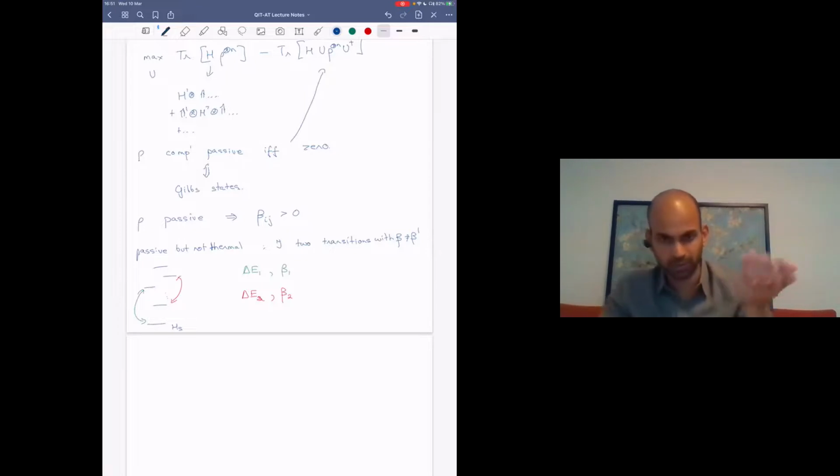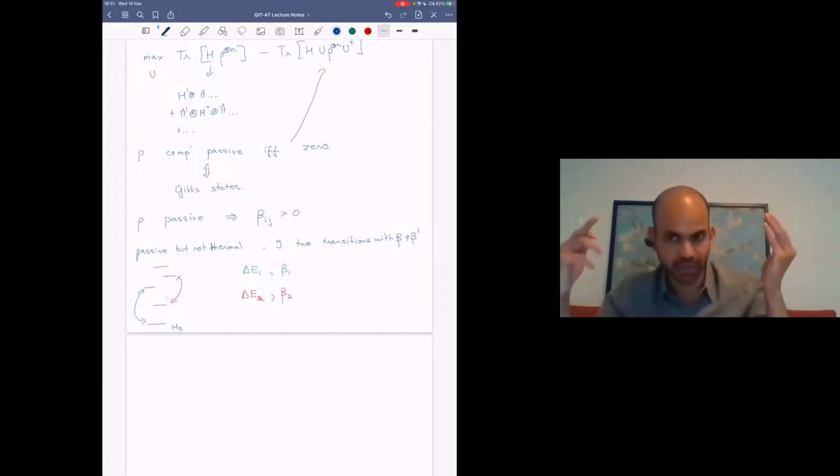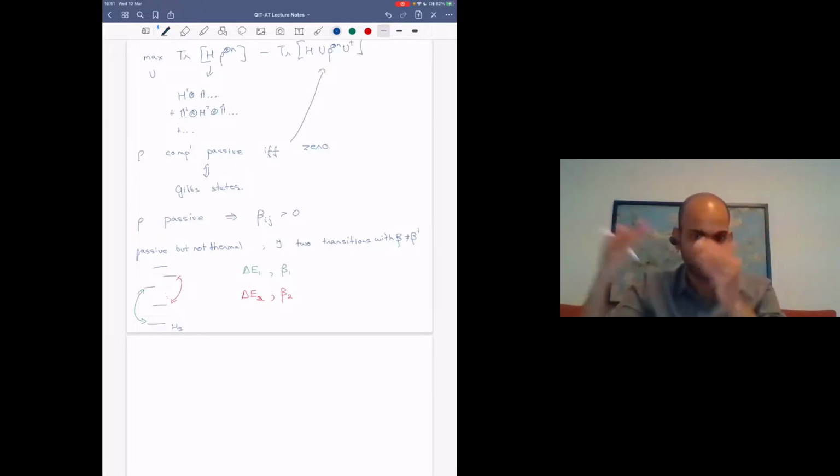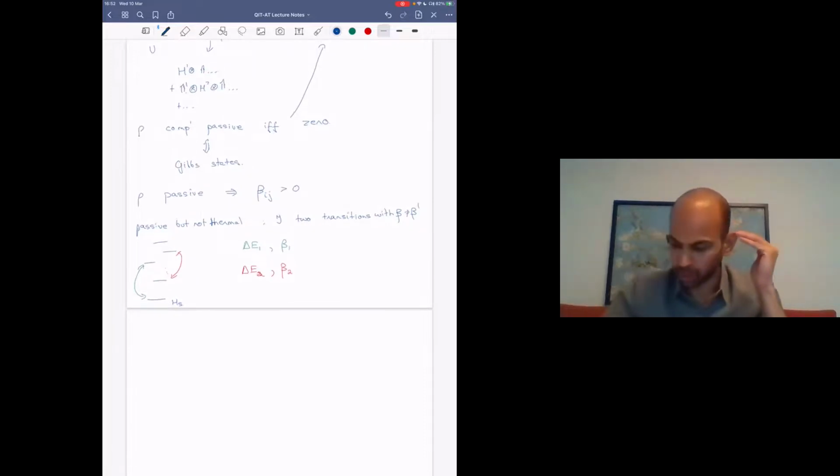Because if this was not possible, then it would mean that every transition we pick would have the same virtual temperature, meaning that every Gibbs ratio would be the same. And that essentially would mean that the state could be written as the exponential of that single virtual temperature times the Hamiltonian. So by construction, if it's passive but not thermal, we can always pick two states that have this property.